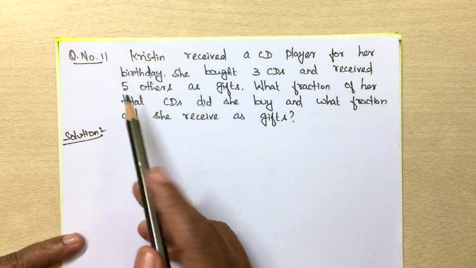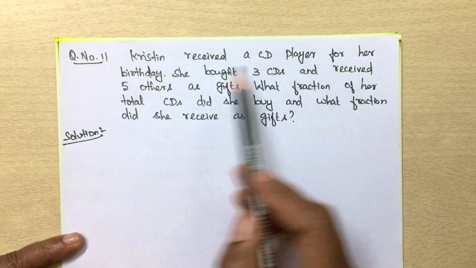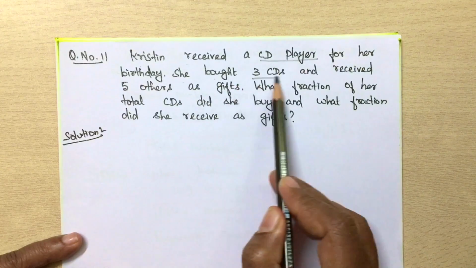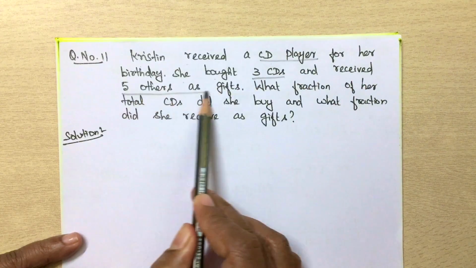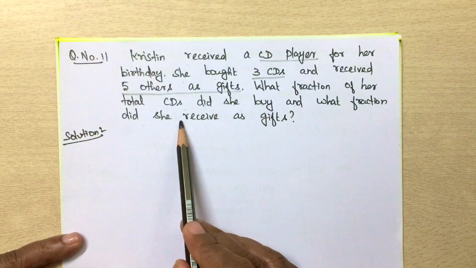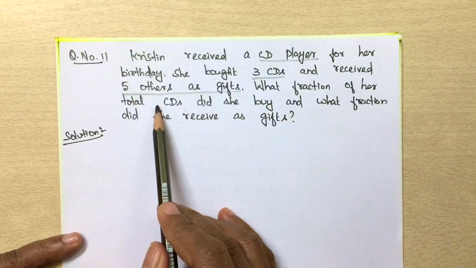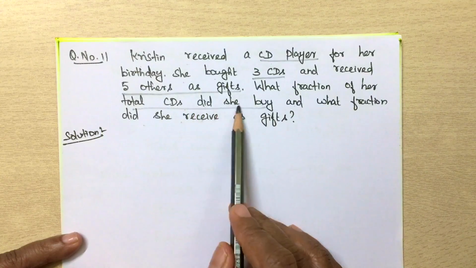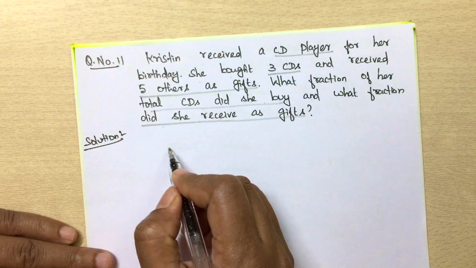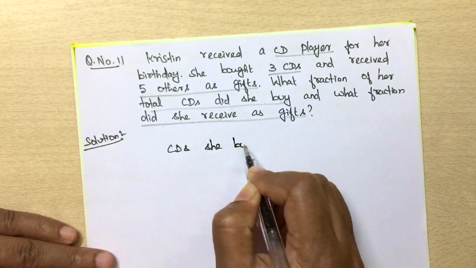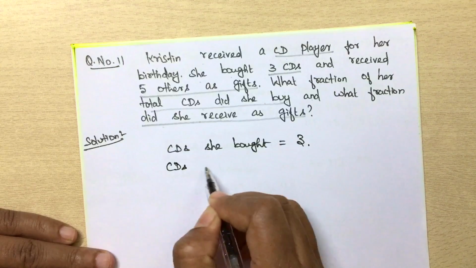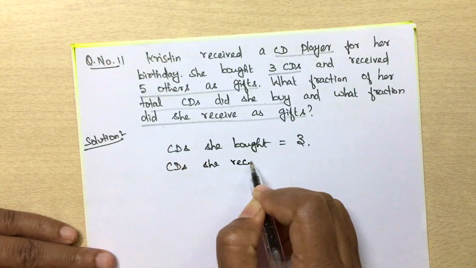The last question, the 11th one. Christine received a CD player for her birthday. So for using the CD player, we need CDs. So she bought 3 CDs and received 5 others as gifts. Okay. What fraction of her total CDs did she buy and what fraction did she receive as gifts? So here we need to find 2 answers. One for the CDs which she bought from the store and one fraction for the gifts she has received. CDs she bought. How much is it? 3. Okay. Now CDs she received as gifts.